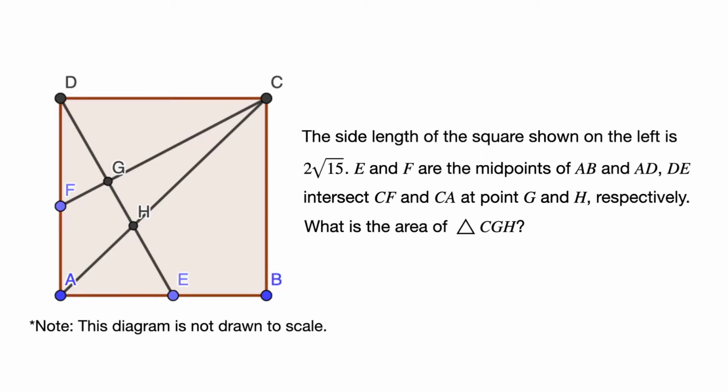So the question reads, the side length of the square shown on the left is 2 square root 15. E and F are the midpoints of AB and AD. DE intersects CF and CA at point G and H respectively. What is the area of triangle CGH?